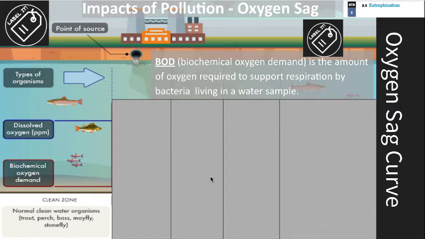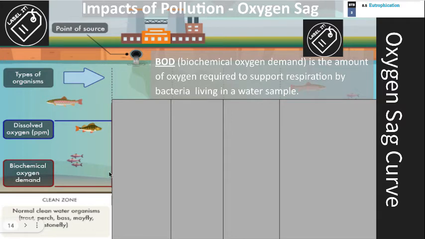So what ends up happening in the impacts of pollution, we talk about this oxygen sag idea, is essentially this biochemical oxygen demand. It's the amount of oxygen required to support respiration by bacteria living in a water sample. So we have a couple of lines here. So we have types of organisms. We have a little bit of diversity here, which is good in these fish. And then the dissolved oxygen levels, the blue line, and biochemical oxygen demand is the red.